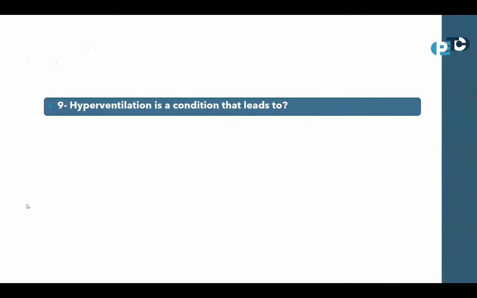Hyperventilation is a condition that leads to, it's an important point to understand this question very well. Hyperventilation will lead to what? What will happen when there is an increase in ventilation rate? What about carbon dioxide level? Is it increase or decrease in the blood? Yes, of course, it will decrease in the blood.